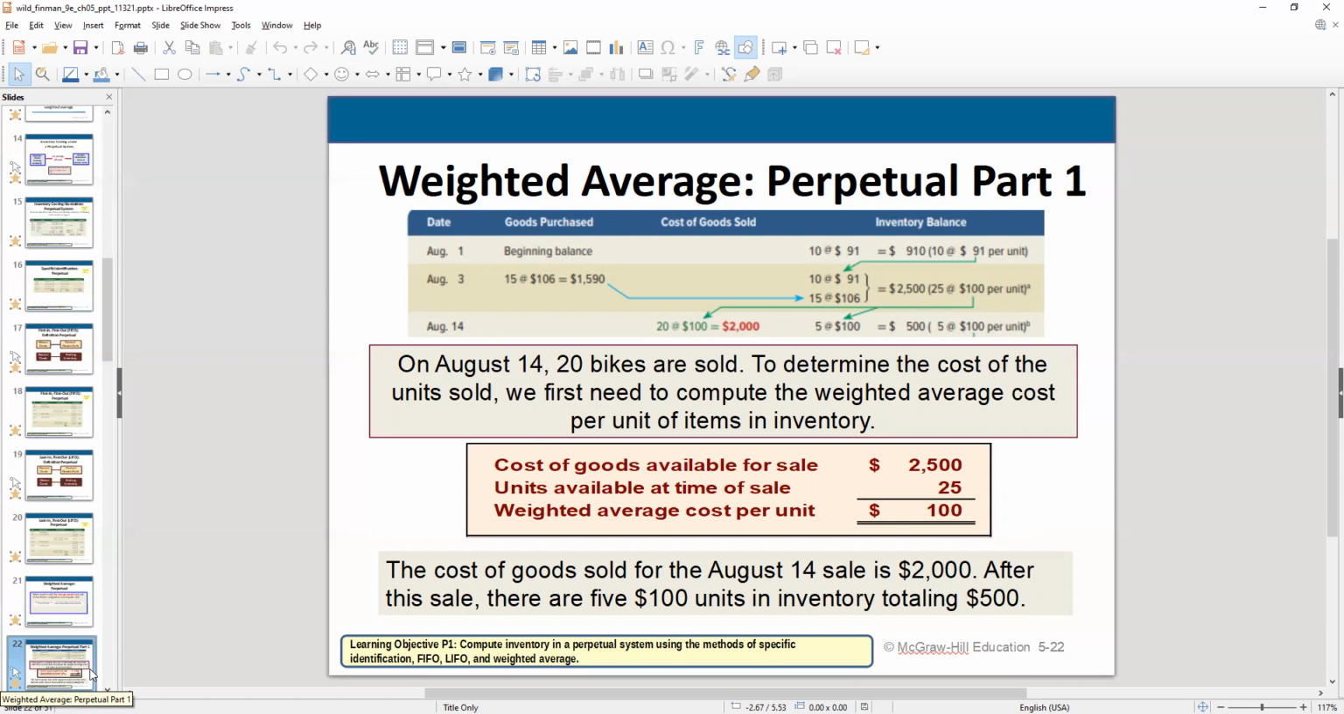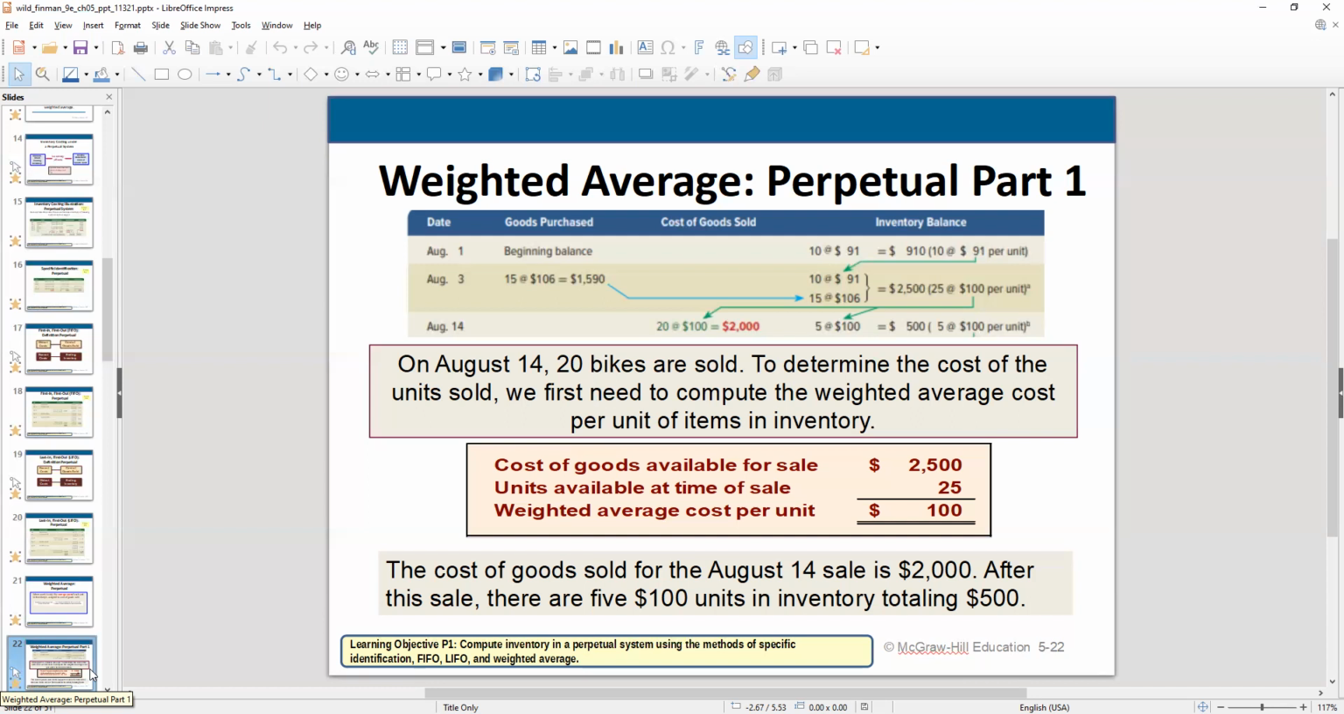Next, we have to divide that amount of money by the total number of bikes in inventory. And now the cost per unit for all units is $100. Let me repeat that, for all units. So on August 14th, we're going to multiply the 20 bikes we sold times $100. And that means our cost of goods sold is going to be $2,000.